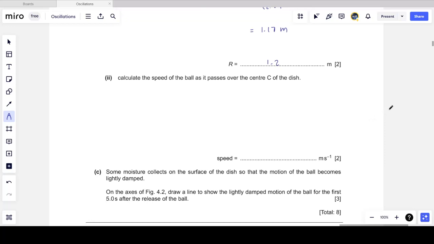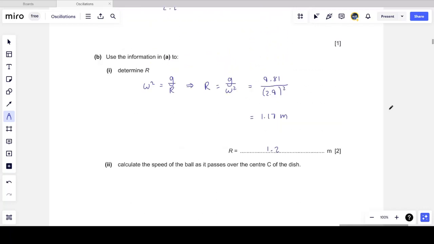We're then asked to calculate the speed of the ball as it passes over the center C of the dish.